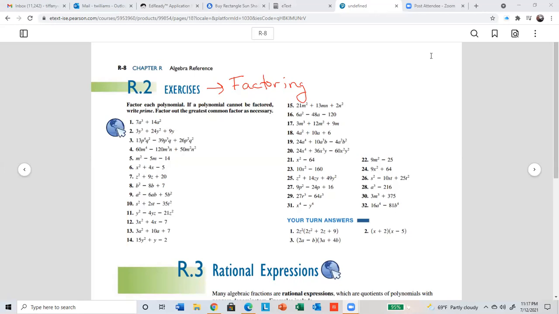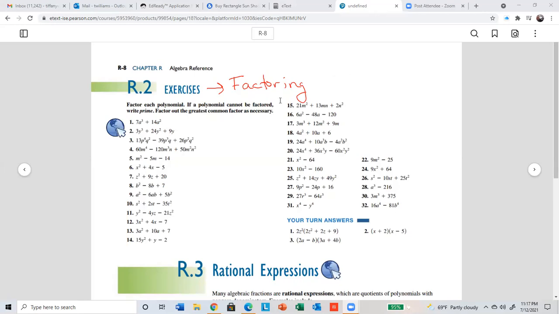Factoring is one of those things that does take several days' worth of class to go over. So I'm just hitting the high points here, kind of giving you an example of everything that you might possibly see on your homework. If you need more help, of course, you can get in touch with me. I also have some notes posted.